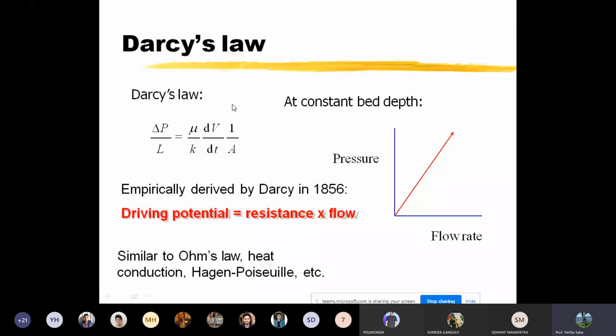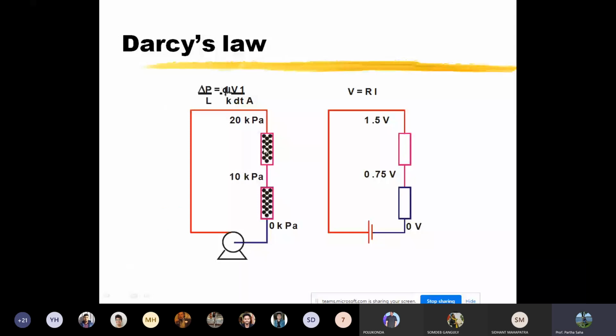It is similar to Ohm's law. If you remember Ohm's law, I have given a comparison of both Darcy's law and Ohm's law here. The right-hand side is Ohm's law, where the potential between two leads is R into I, right? Resistance times current. Similarly, here in Darcy's law, delta P by L, the driving potential, is equal to mu by k times dV by dt times 1 over A. Here mu by k is the resistance, and dV by dt times 1 over A is the flow rate.